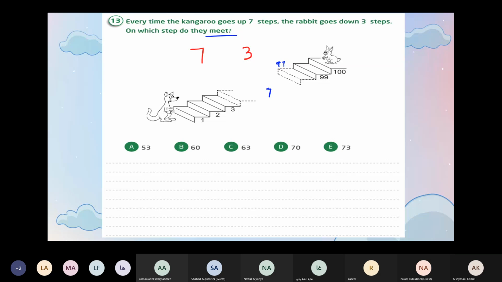Can I answer? What's your name? Layan. Yes, Layan. After jumps from the kangaroo and the rabbit, the kangaroo will be where? After 5 jumps, each jump he jumps 7 steps. No, what I mean here is the kangaroo jumped one jump with 7 steps. So after 5 jumps, 5 multiplied by 7 equals what?